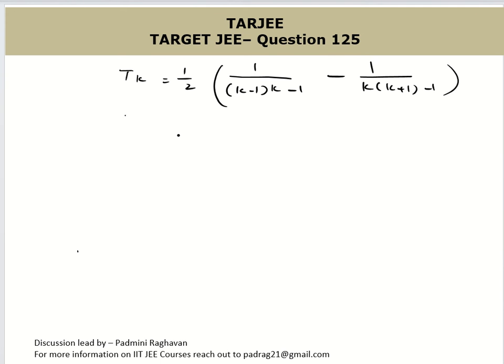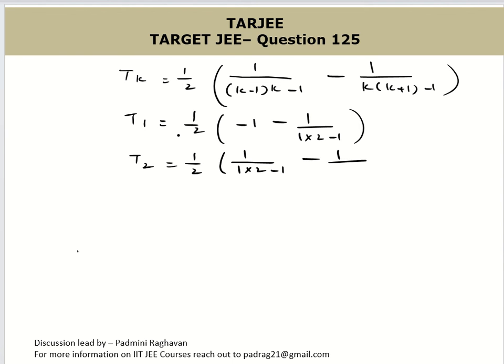Now let us substitute t1, t2, t3, etc. t1 will be, this term will become 0, so I'll get minus 1, minus 1 by, when I put k equal to 1, 1 into 2 minus 1. Don't evaluate it because we are trying to cancel the terms. t2 will be 1 by, when you put k equal to 2, 1 into 2 minus 1, minus 1 by 2 into 3 minus 1. Let us write one more term for a better understanding. So half into 1 divided by, if you put k equal to 3, 2 into 3 minus 1, minus 1 by 3 into 4 minus 1.